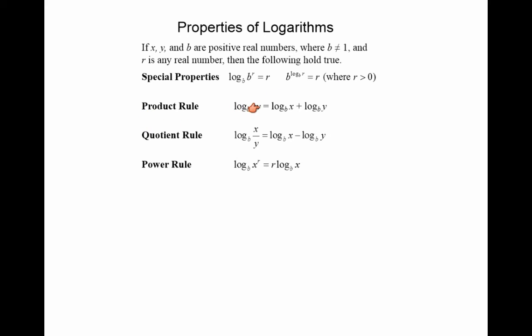Product rule: when I have log of x times y, we can expand it to log of x plus log of y with the same base b. Quotient rule is log of x over y. We're going to subtract this. We're going to expand it as log of x minus log of y with the same base b. Power rule would be log of x to the power of r would be r log of x with the base b.